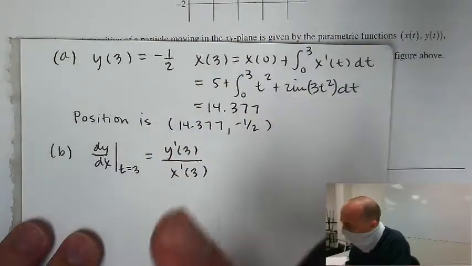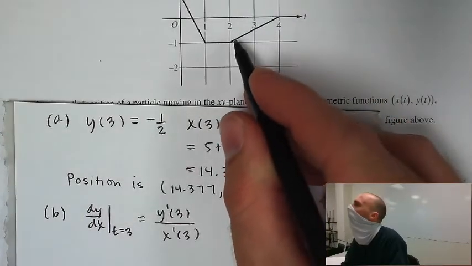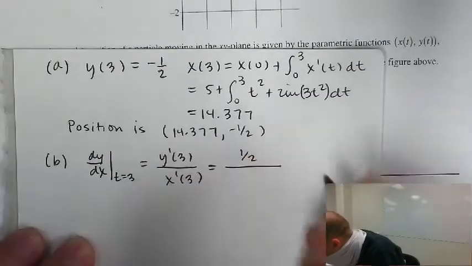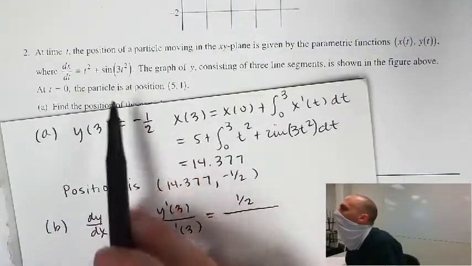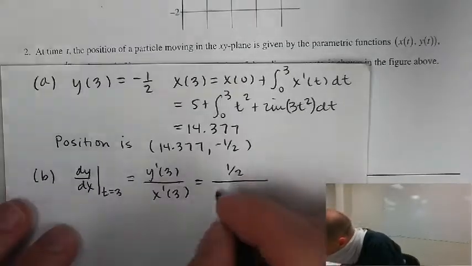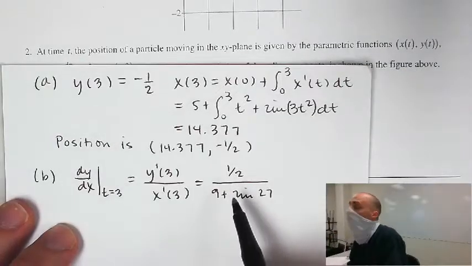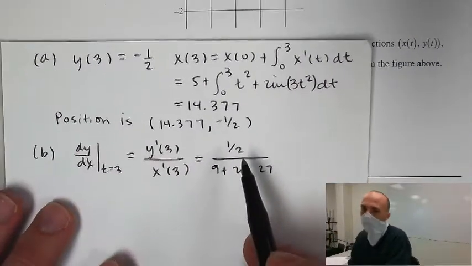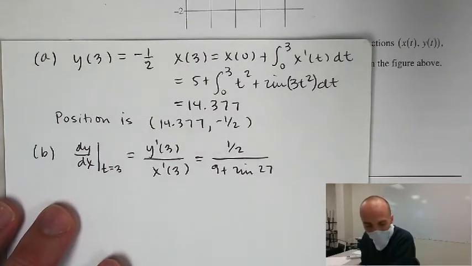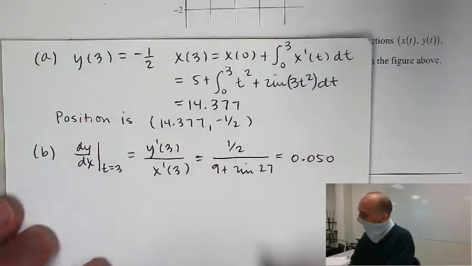Now y prime of 3 is going to be the slope of this graph at t equals 3. That's looking like positive 1/2. And then dx dt at t equals 3, I'm just going to plug in 3 here. So that would be 9 plus sine of 27. This is a safe place to stop. Say something really bad happened and you didn't have your calculator, you can stop here and get full credit. I am going to just show you that this is actually equal to 0.050.